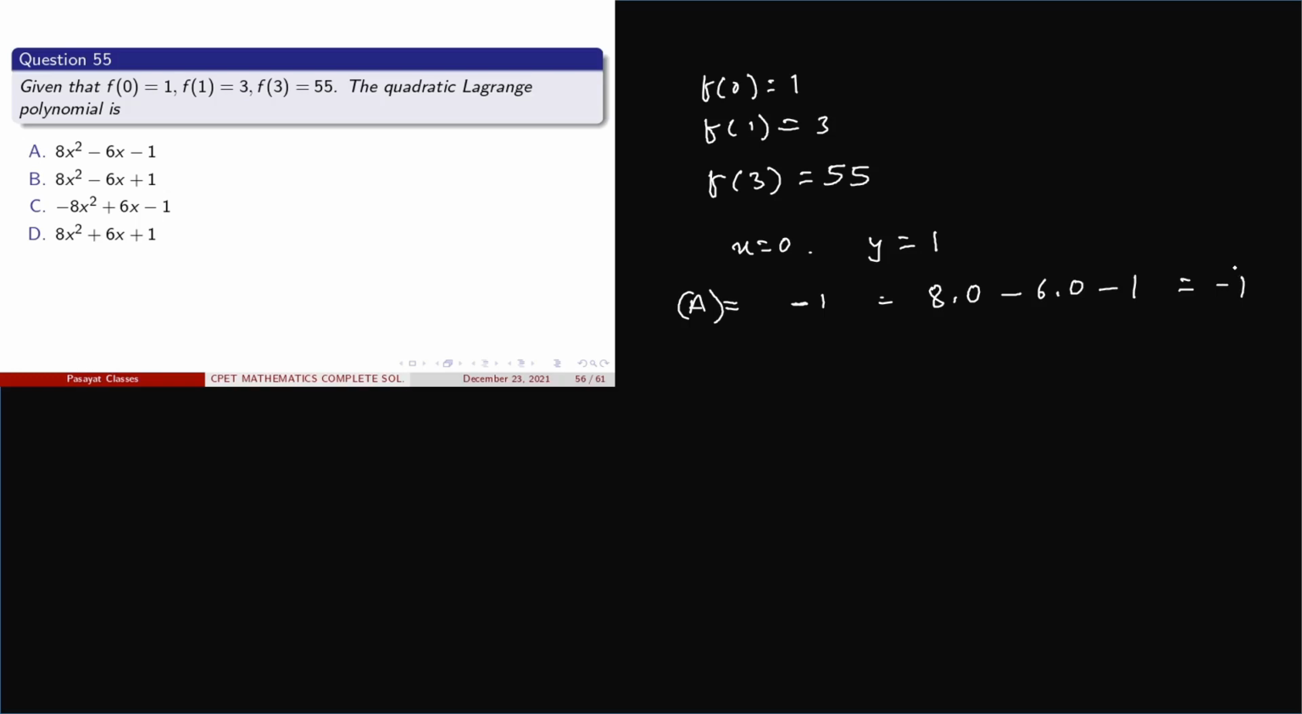So here the result is minus 1. So this one is f of 0 is equal to 1. So option A is wrong one. Similarly, option C also wrong one, because here minus 1 is present. So either option B is correct or option D is correct.